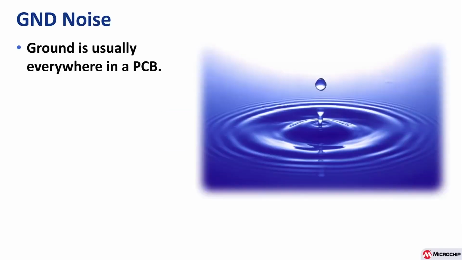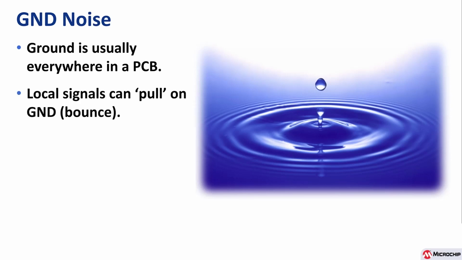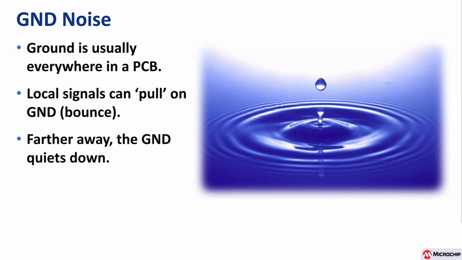Ground noise. Ground is everywhere in a PCB. It is a misnomer. It's not actually ground. It's a signal return. Ground is a safety thing. This is signal return. But it's normally called ground, so we're just going to call it ground for this discussion, knowing that that's not a precise detail. Ground is everywhere on a board. Local signals can pull on this ground effectively, causing currents in it. And that causes what we consider bounce. The farther away a device is from those sources, the less affected it is.